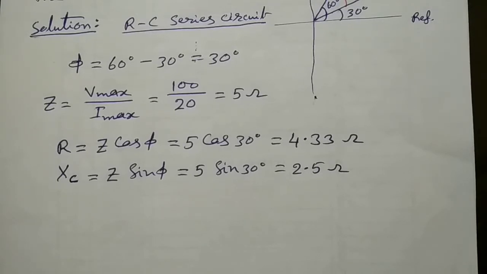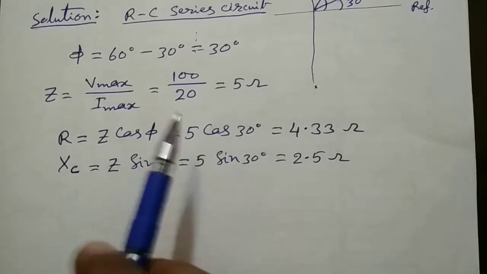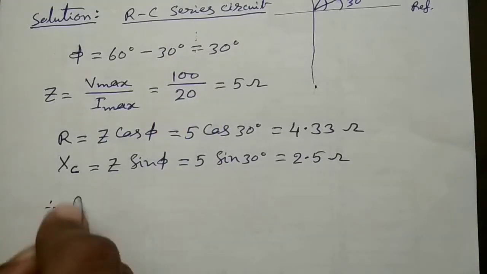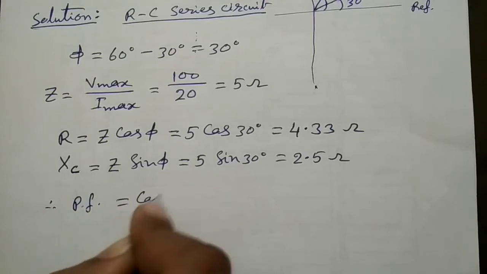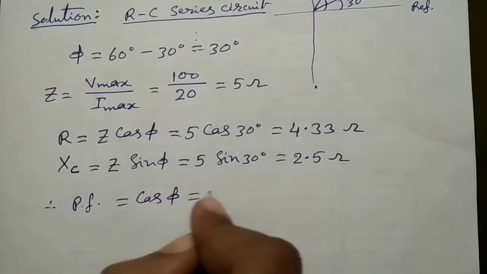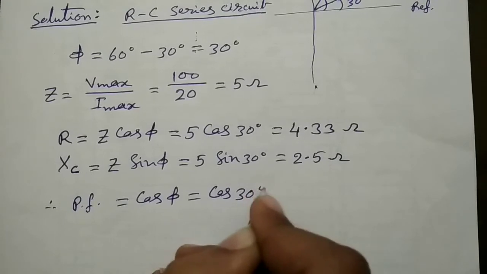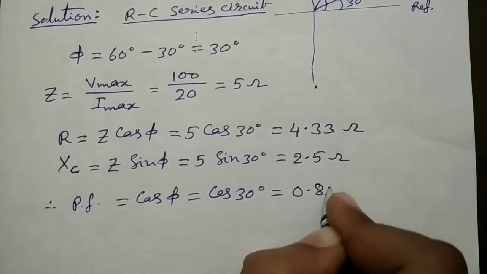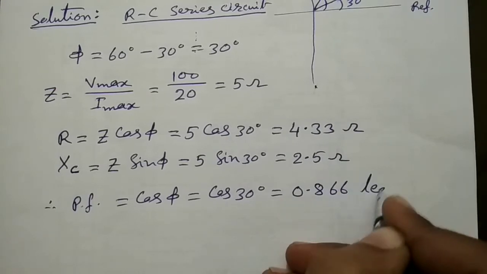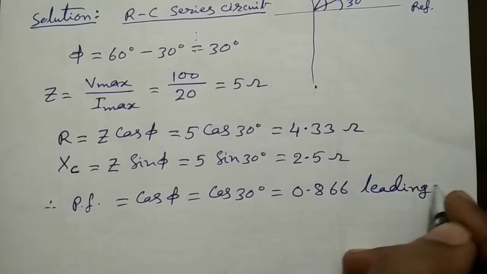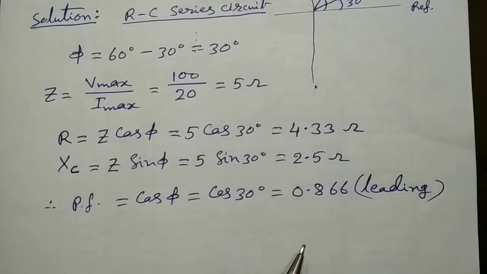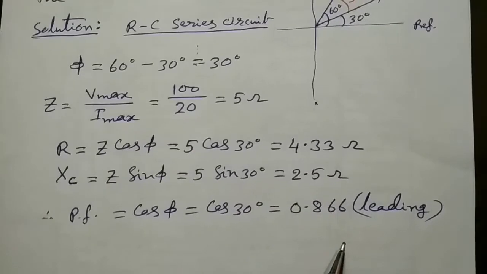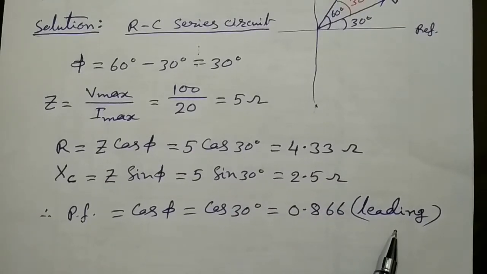Now the power factor, as we already calculated the phase angle 30 degree, therefore the power factor is cos phi, that is cos 30 degree. So it will be 0.866 leading. As the circuit is resistive capacitive, where the current leads the voltage, therefore the power factor will be leading.